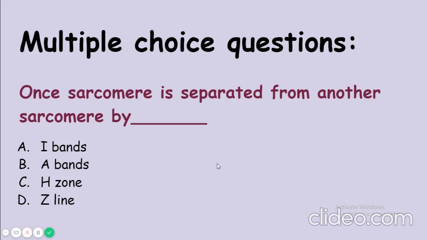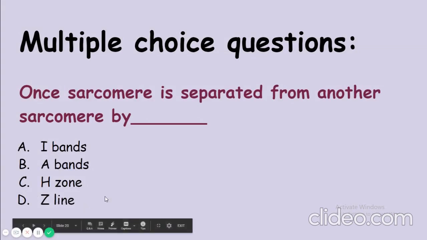Now, a very important part of today's lecture: multiple choice questions and then fill in the blanks, which help you to revise today's topic. The first question is, one sarcomere is separated from another sarcomere by dash. A, I bands; B, A bands; C, H zone; D, Z line.